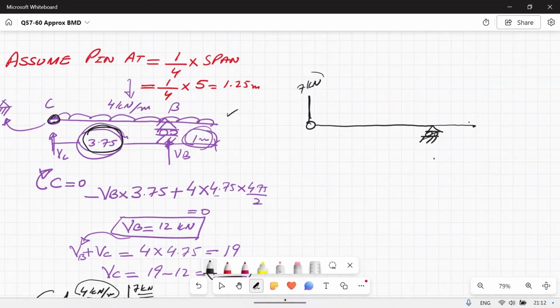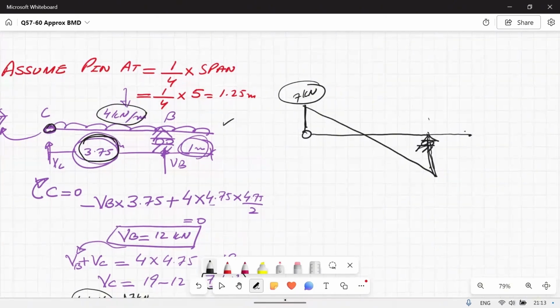So 7, take away this UDL 4 times 3.75, that is minus 15, plus 7, that will give me minus 8. Then at this support I will add up the reaction at support B, and VB was 12, plus 12, and it will give me 4. And again we have a UDL, so it will be like this. So this is SFD.